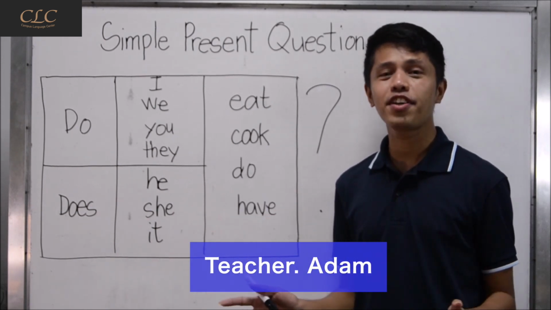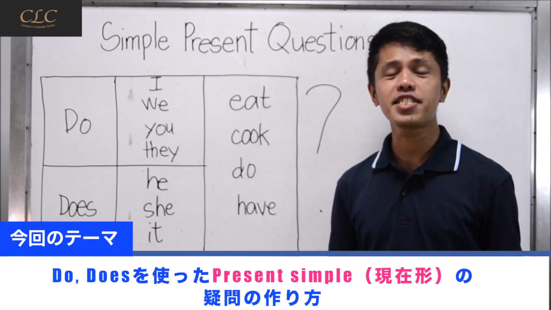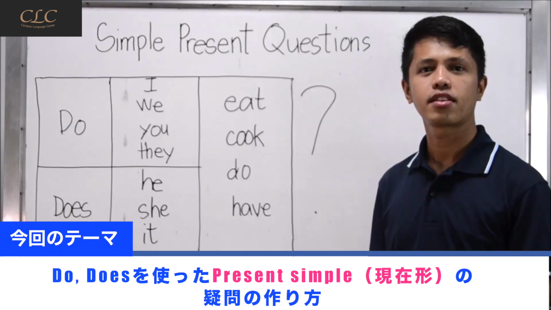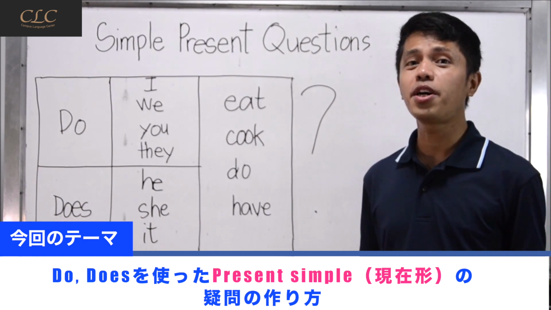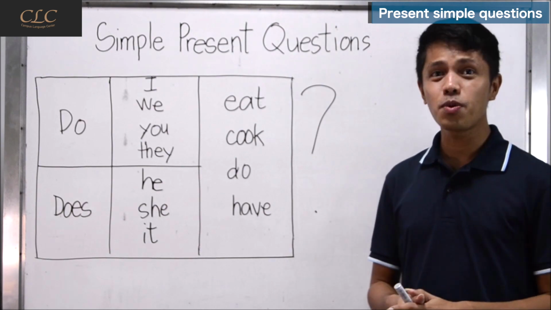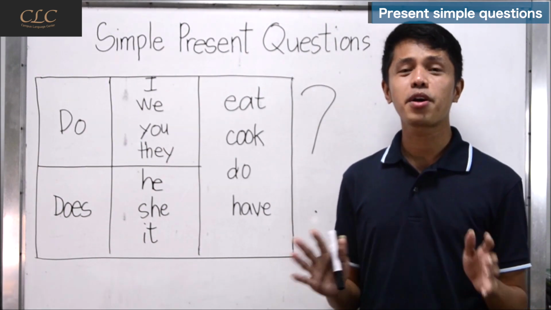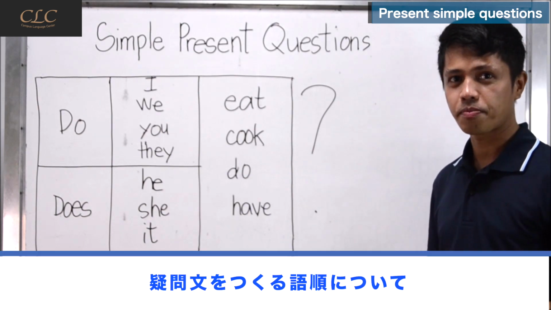So for today's video, we are going to discuss present simple questions focusing on do and does. Okay, to start with, look at the table on the board. Let's have factual information number 1. Factual information number 1, we're going to study the word order.